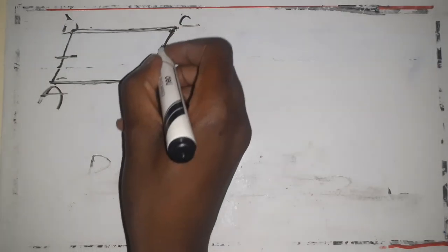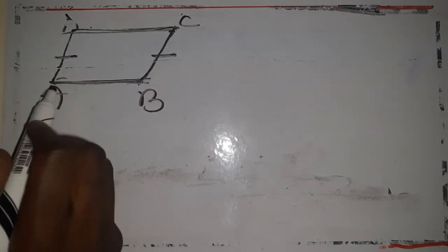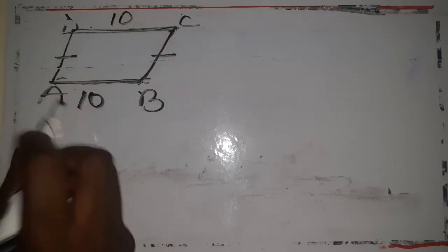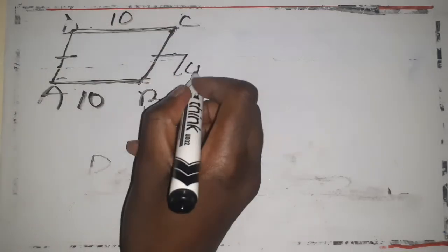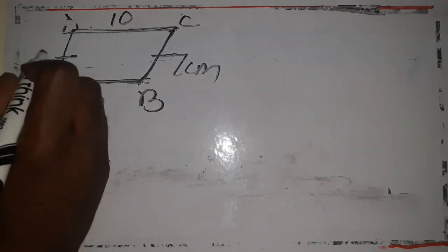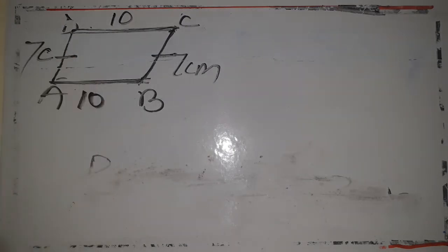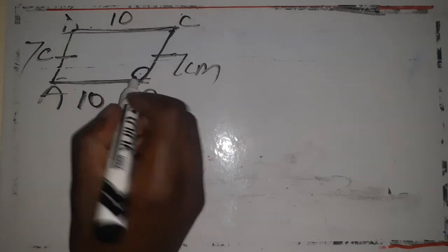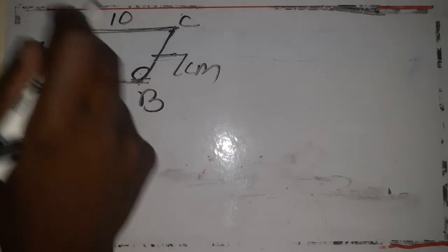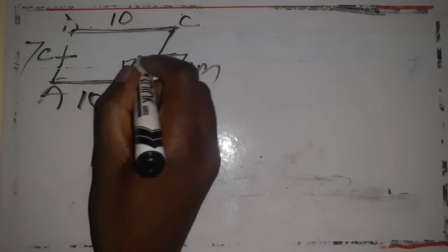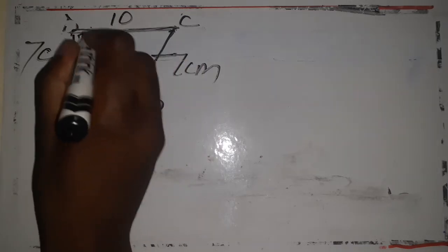They'll always give you maybe two, because you should know that if this is 10, you will conclude that that is 10. If this is 7, you should conclude that this is 7 centimeters. And if you read those features, they said opposite angles are equal. So if this angle is 120, even this one is 120.